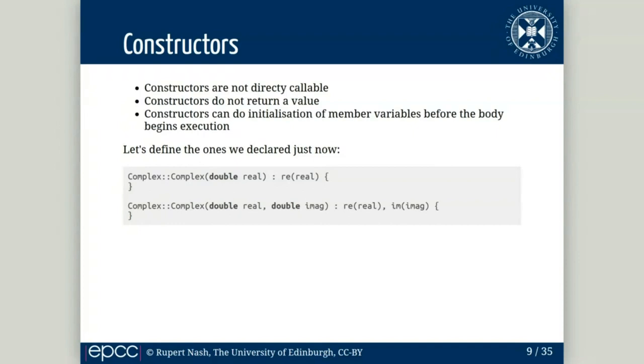Now this is important, and you can see here in the two examples that after the complex, what I would call the protocol of the function, or the signature of the function rather, which is the double real, there's a colon, and then we see the member name, and we're actually setting it to the value of the parameter being passed in. So that's how we can take a parameter, pass it into a constructor, and then we set the member variable to it before we enter the body of the constructor.